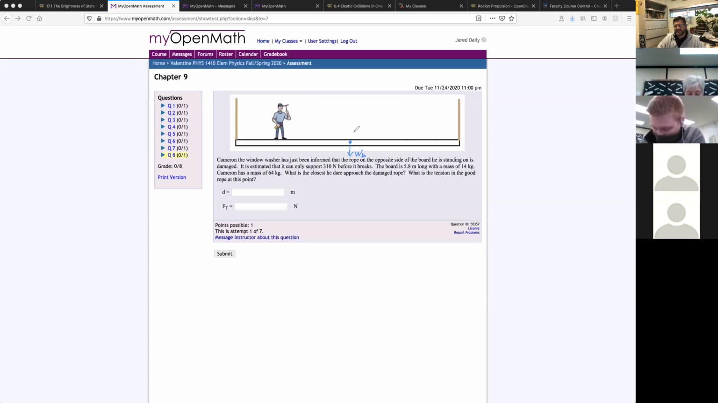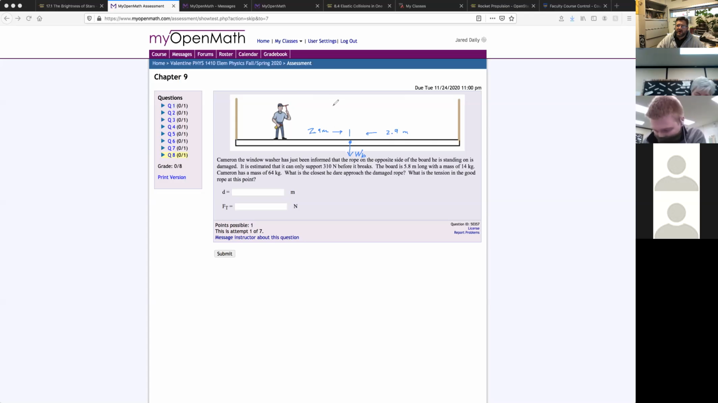And we've got distances. So 5.8 meters divided by 2 is 2.9 meters on each side. So this is 2.9 on this side, 2.9 meters on this side to that point there.